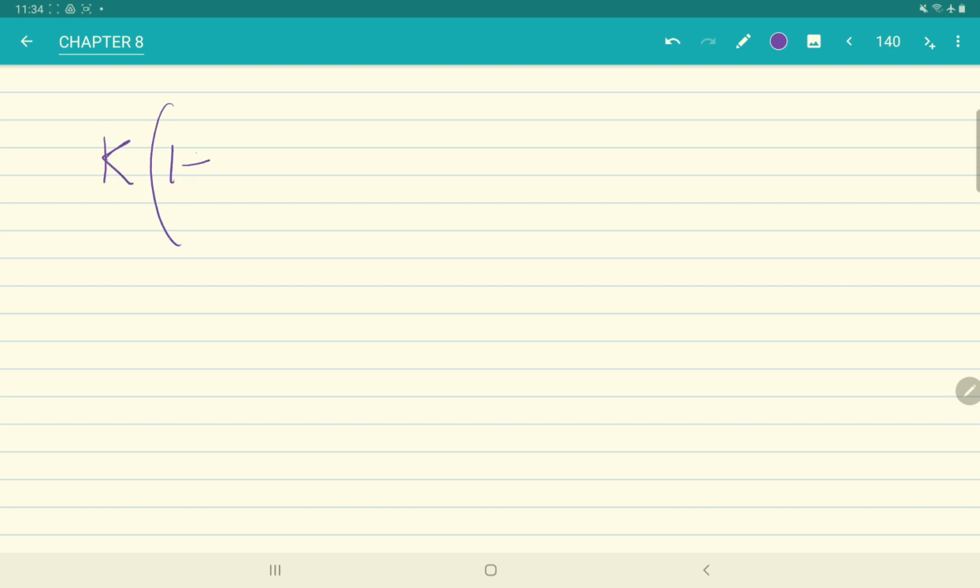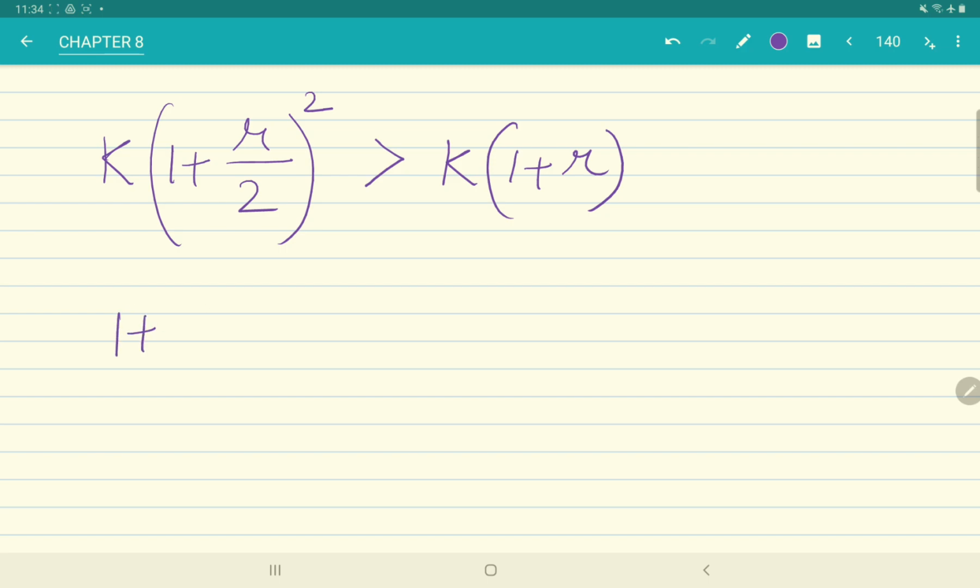K(1 + r/2)^2 after 1 year. And in this case, the point that I'm trying to make is that this is greater than K(1 + r). Now that means (1 + r/2)^2 is greater than 1 + r. Let's try to see if this is indeed the case or not.